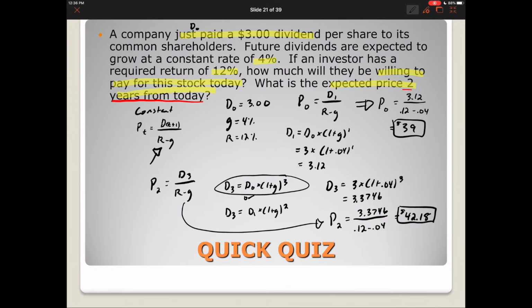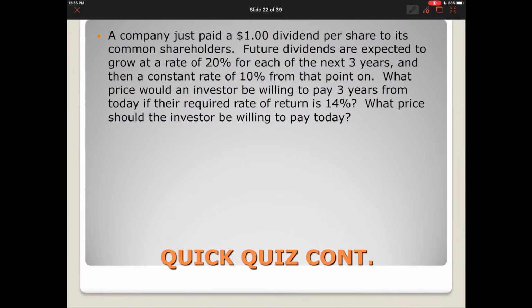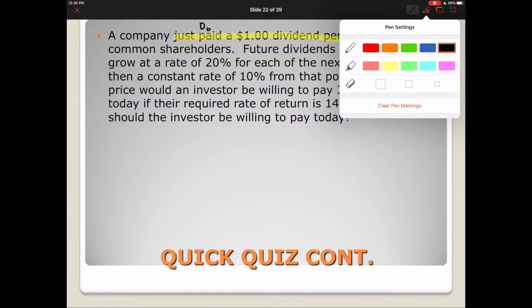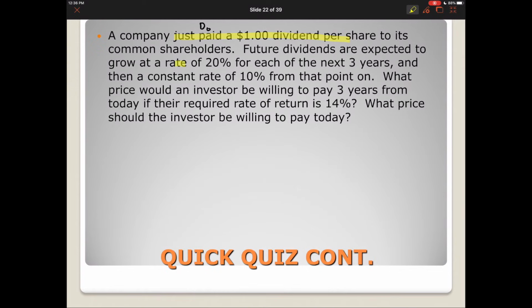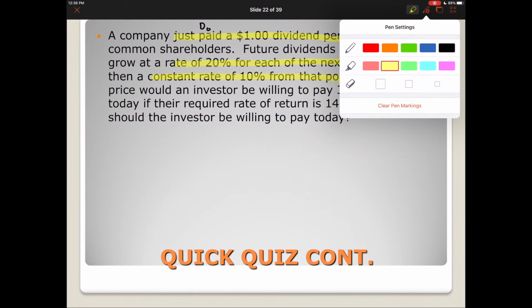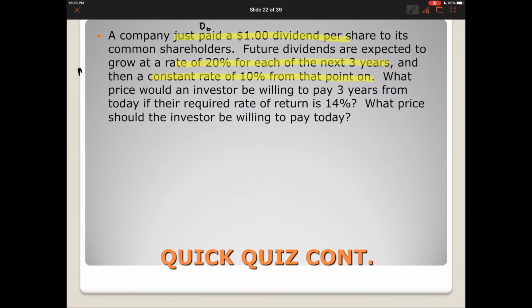Let's take a look at another example. Now the company just paid a $1 dividend per share. Just paid means it's in the past, that is D sub 0. Future dividends are expected to grow at a rate of 20% for each of the next 3 years, and then at a constant rate of 10% from that point on. So as you can see here, we have a non-constant growth assumption.